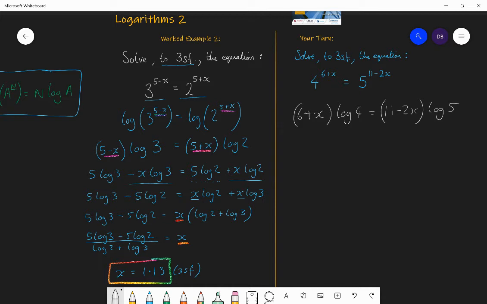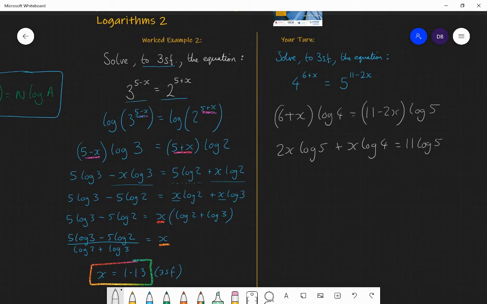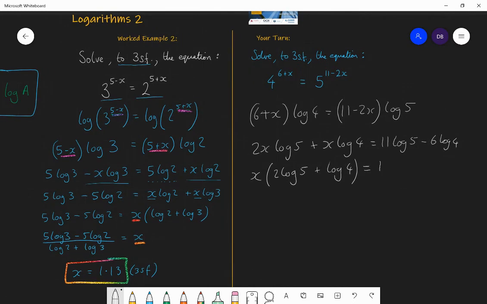As I said, I'm going to show fewer steps. You are going to get 2x log 5 plus x log 4 on the left equal to 11 log 5 minus 6 log 4 on the right. Then take a factor of x out. You get x lots of 2 log 5 plus log 4 equal to 11 log 5 minus 6 log 4.